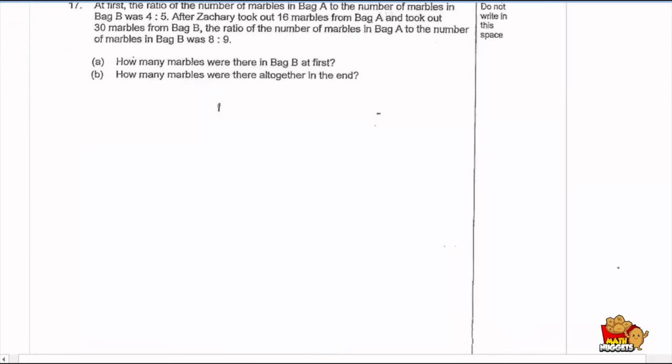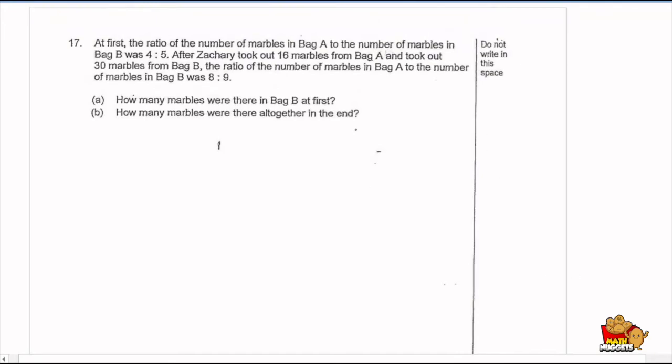Question 17 is units and parts. So I'm going to write down the ratio. A is to B. 4 is to 5. I start off with this being units. Zach took out 16 marbles from A and took out 30 from B. And in the end, the ratio became 8 is to 9. So this will be 8 parts, 9 parts.